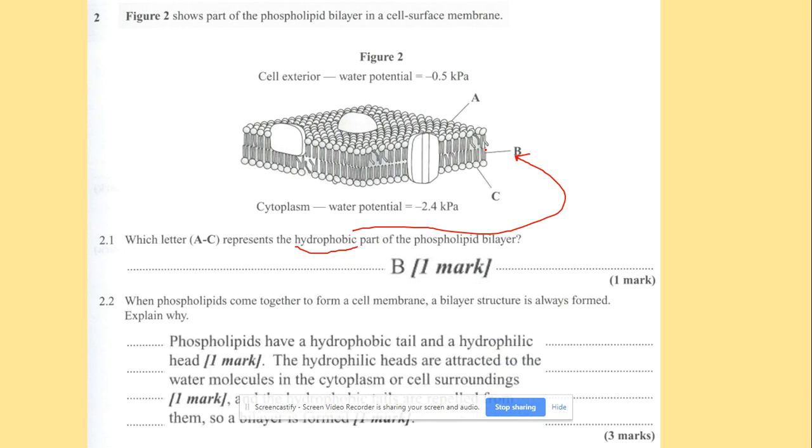When phospholipids come together, they form a bilayer, and explain why, for 2 marks. So here it's the arrangement that we can see. Phospholipids have a hydrophobic tail and a hydrophilic head, which refers to the glycerol and the phosphate group, and the hydrophilic heads are attracted to the water molecules in the cytoplasm, and the hydrophobic tails are repelled. So a bilayer is formed in that manner.